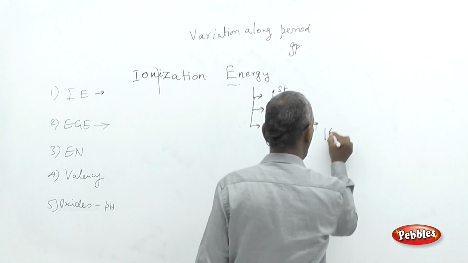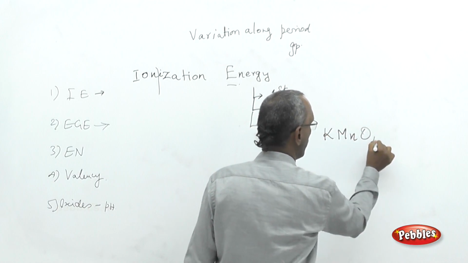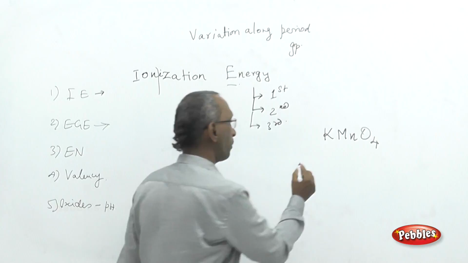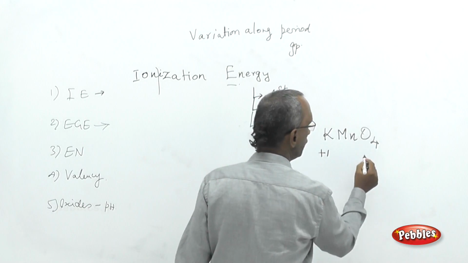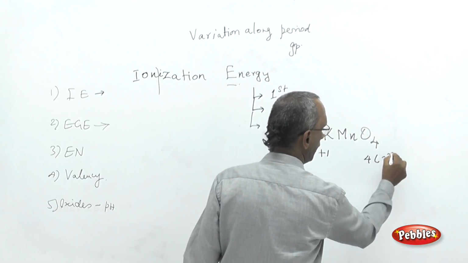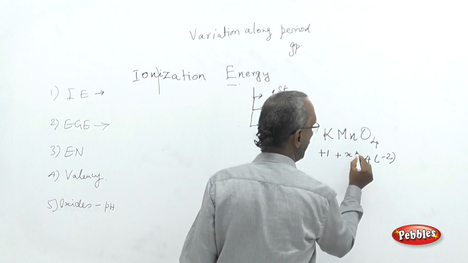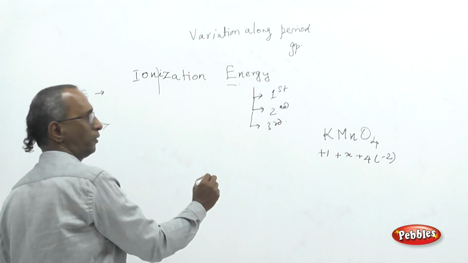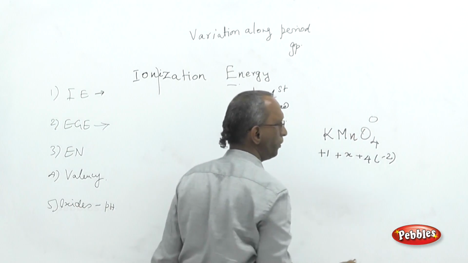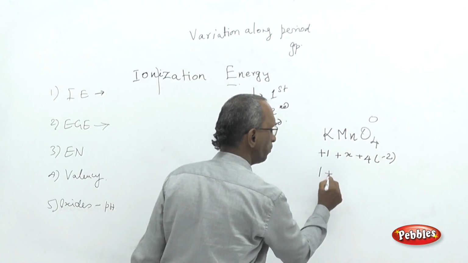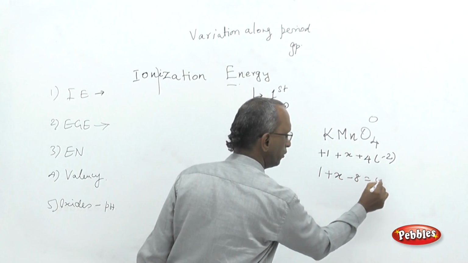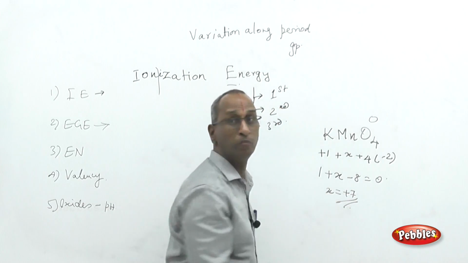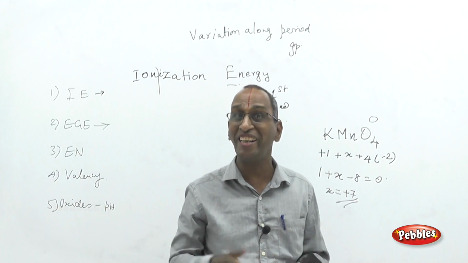It has nothing to do with that. What is meant by oxidation state? We have already studied it in redox systems. What is the oxidation state of manganese in potassium permanganate? Potassium is assigned +1, oxygen is assigned -2, and manganese's oxidation state we don't know, X. The molecule is electrically neutral, so the net charge on the system is 0. So 1 plus X minus 8 equals 0, or X equals +7. That means the oxidation state is +7.